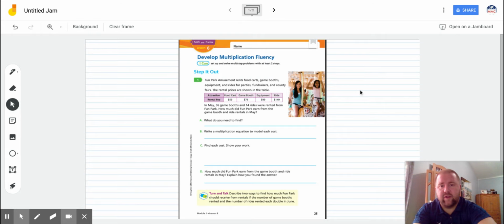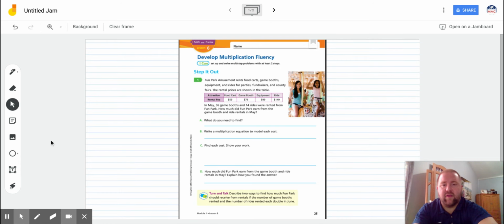So, our first example here says Fun Park Amusement rents food carts, game booths, equipment, and rides for parties, fundraisers, and county fairs. The rental prices are shown in the table. In May, 36 game booths and 14 rides were rented from Fun Park. How much did Fun Park earn from the game booth and ride rentals in May?